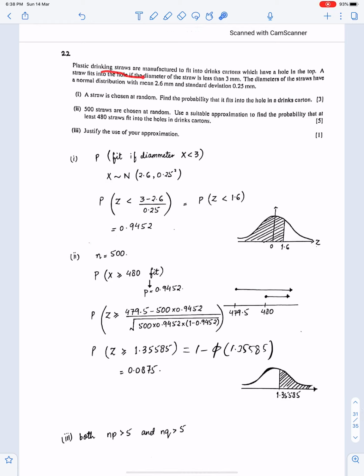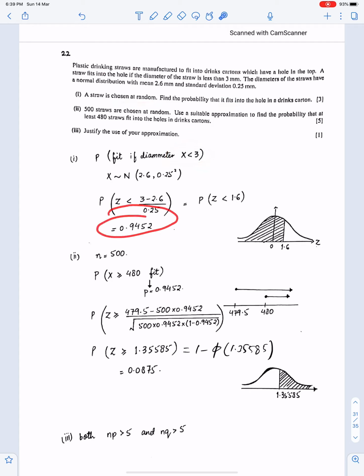Plastic drinking straws are manufactured to fit into drinks cartons which have a hole in the top. A straw fits into the hole if the diameter of the straw is less than 3 millimeter. So a straw can only fit when the diameter is less than 3. The diameters of the straws have a normal distribution with mean this and standard deviation this. A straw is chosen at random, find the probability it fits, that means less than 3.